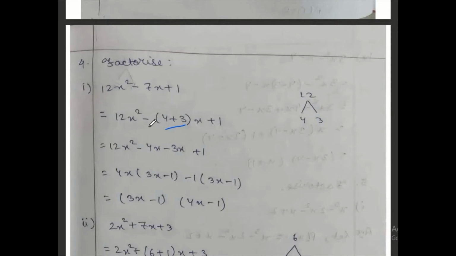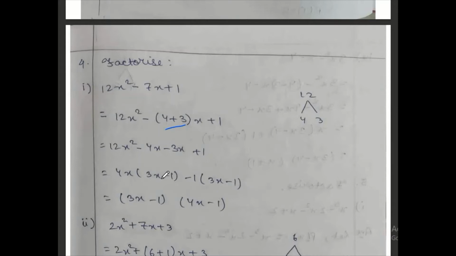12x square minus 4 into x, 4x, minus, plus minus. Be careful: when you open the bracket, since the outer sign is minus, both signs will change. So minus 4x minus 3x plus 1. From the first and second, you can take out 4x common, so remaining 3x minus 1. From the last two, there is no common, so you can take minus 1, because 1 is the common factor for everyone. That's why the minus sign as well as 1 is common. If minus 1 is common, then the minus here will be plus, 3x left over. And since minus is common, plus became minus 1.